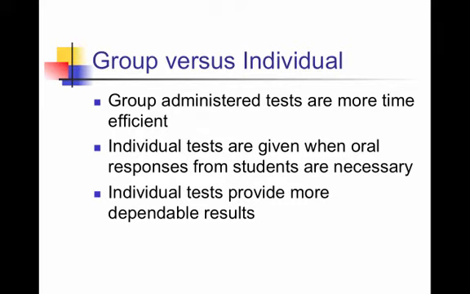Individual tests are given when oral responses from students are necessary. This, for example, could be the DIBELS, which requires a student to respond directly to the test administrator. Individual tests tend to provide more dependable results because you're working one-on-one with the child, and you can get whether or not the student is understanding the directions, understanding the tasks, so on and so forth.